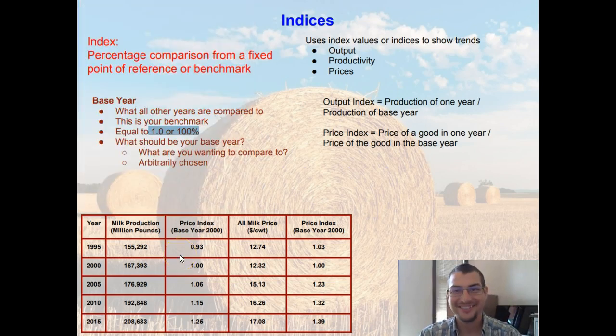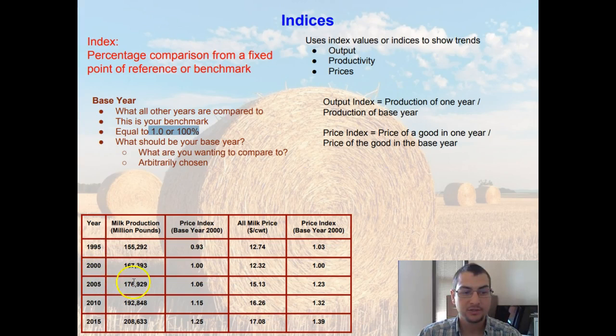So how can we use these indices to show trends? Well, let's look at the milk production. These are a lot of numbers, and we can see that they're trending upwards, that they're increasing. That makes sense. But if we look over here at the indexes, we can say that from 1995 to the year 2000, the production of milk has increased by 7%.